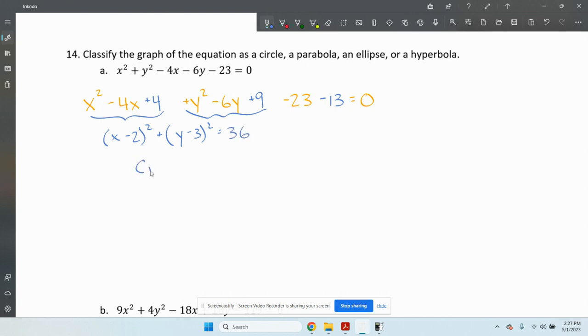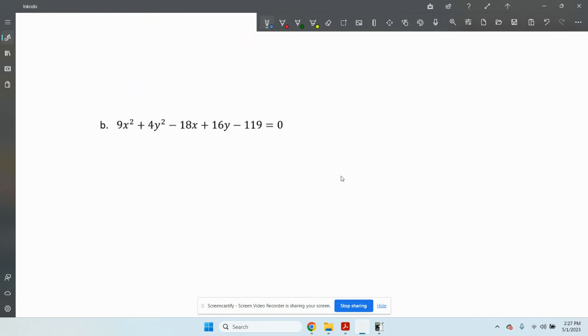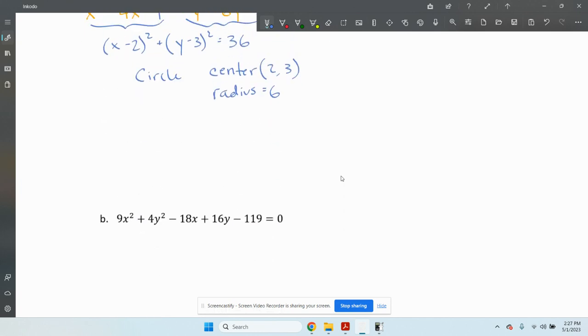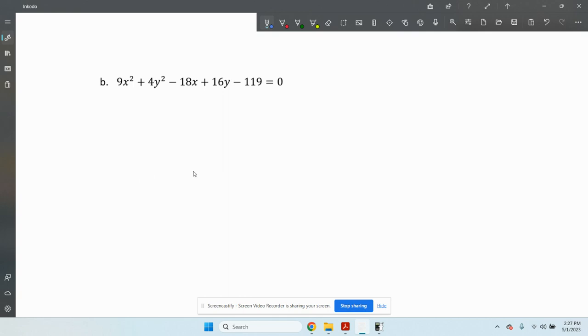So I can't change the equation by adding 13, so I have to subtract 13 to balance out what I just did. Now this will factor: x minus 2 squared plus y minus 3 squared. And if I move the constant to the other side, this is equal to 36. So this is a circle with center at (2, 3), radius equals 6, because this is r squared. Well, that's pretty straightforward. And now this one, same idea here. Group your x terms. This is going to be 9x squared minus 18x.